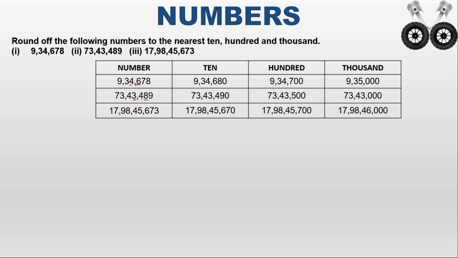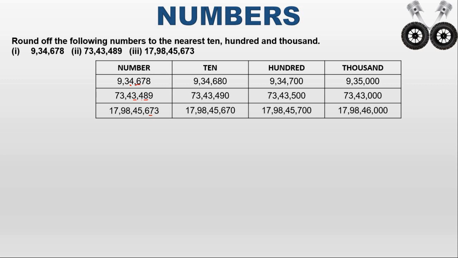Okay. So next one is 17 crore 98 lakh 45,673. Okay, first we will see the 10th position. What is in the 10th position? 7. So you have to look at the right side number. What is the right side number? 3. So 3 is less than 5. That means you have to write the number as it is. So 17 crore 98 lakh 45,617.